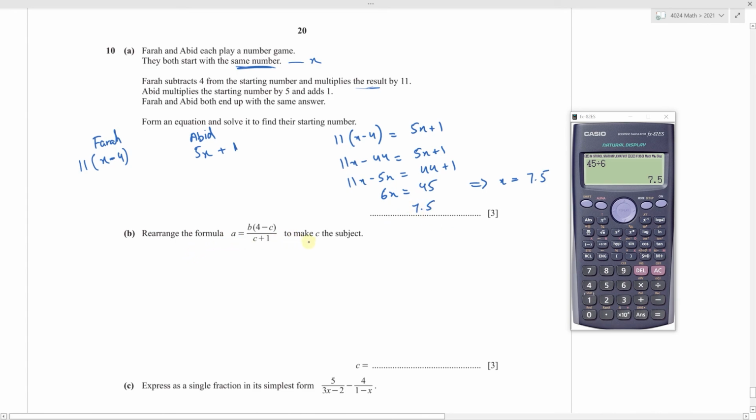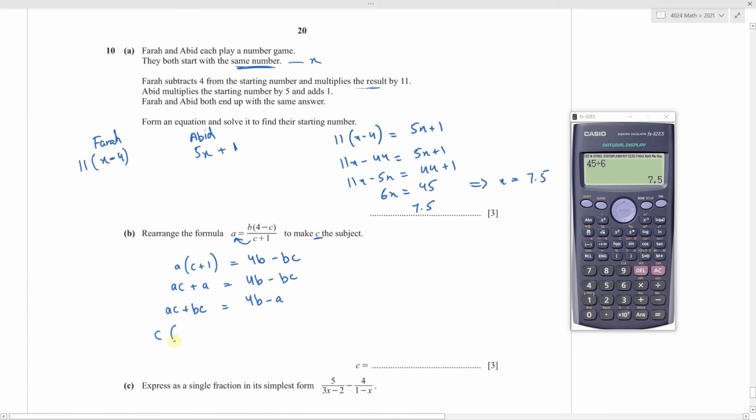Rearrange the formula to make C the subject. So let's cross multiply. I will take this a in C plus 1 to the other side. So this will become a into C plus 1. Open this bracket, you'll get 4b minus bc. Open this bracket as well, ac plus a equals 4b minus bc. Now since I have to make C the subject, I will take all the C terms to one side and the other terms to the other side. So let's bring this BC here, AC plus BC, and take this A to the other side. So I will have 4B minus A.